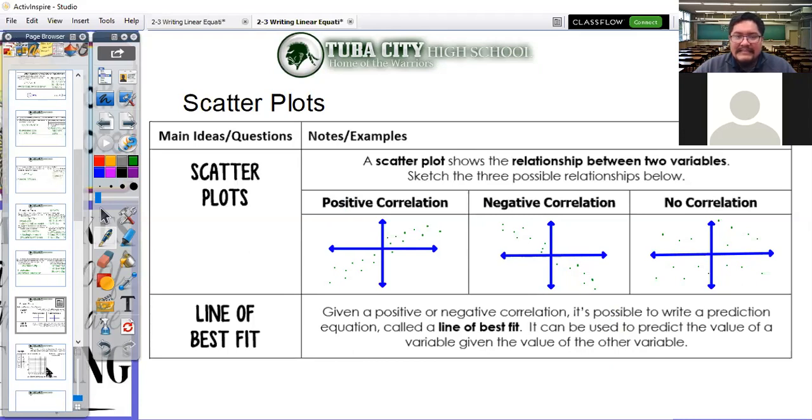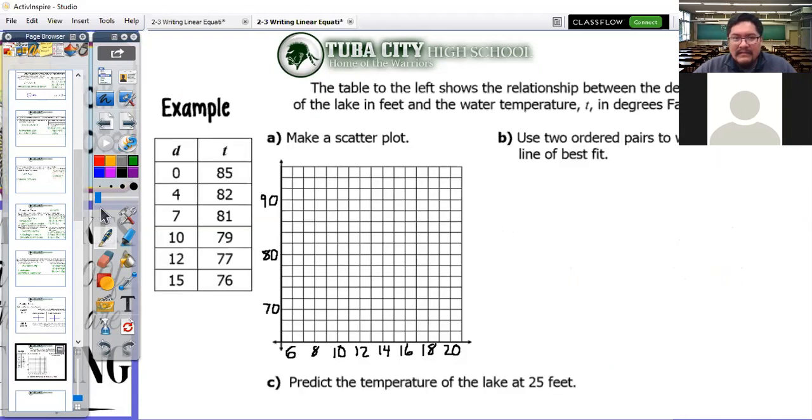Now let's get to the last slide that we're going to be working on. This is useful information to go over. Here we have a table, and it says that there is a relationship between the depth of the lake in feet, which they mark as D, and the water temperature T in degrees Fahrenheit. So T is temperature, D is depth of water. Let's go ahead and fill in some of these areas.